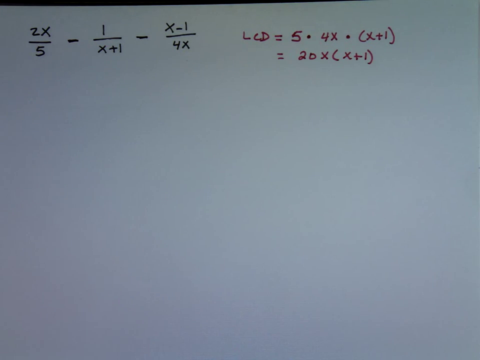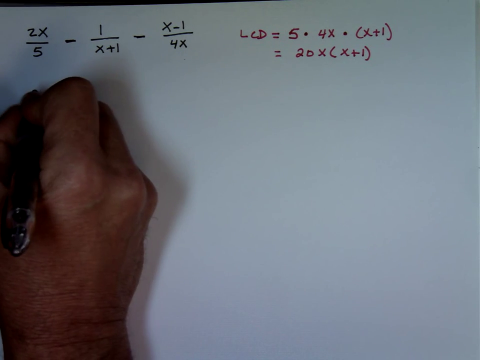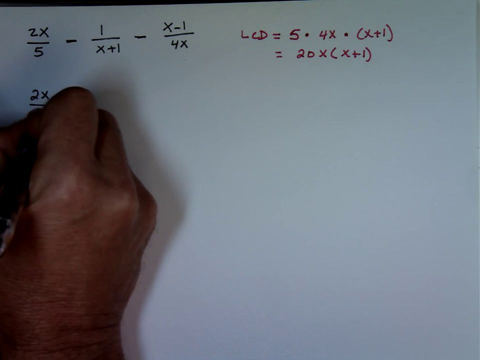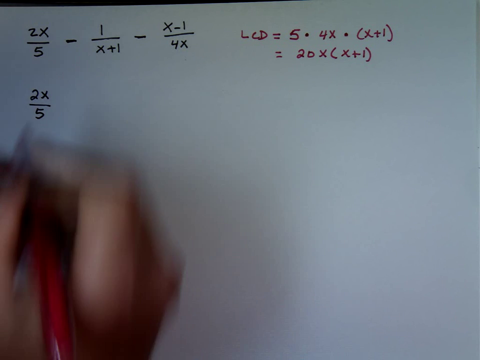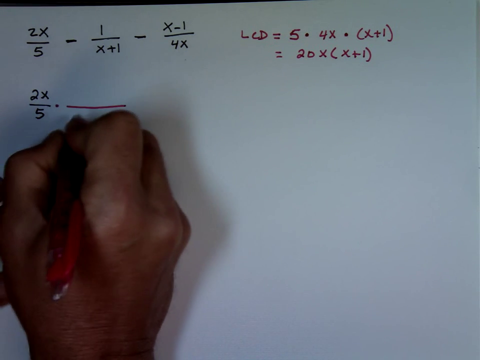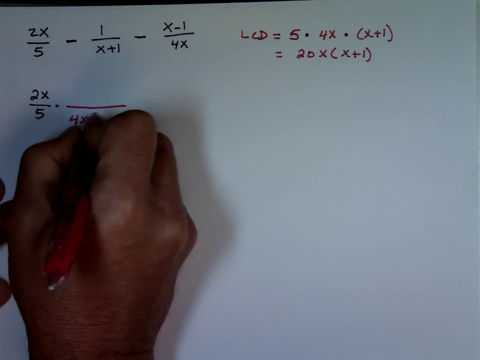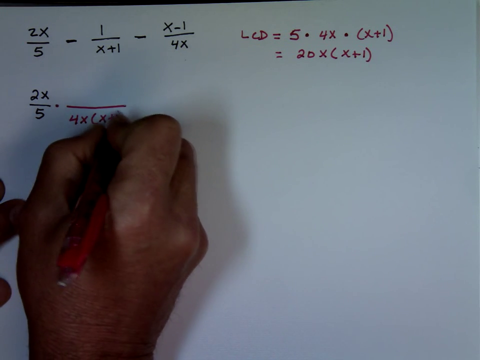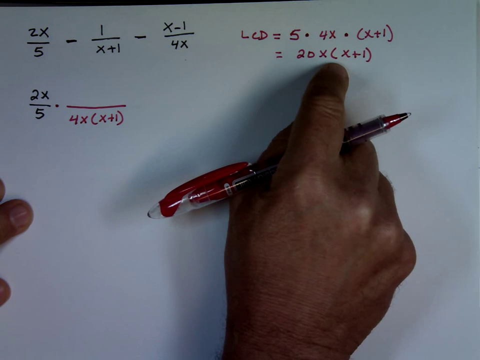Here's the 2x over 5. Somehow I need to make that 20x. So I need to multiply it by 4x times x plus 1. Because I got to make it look like this, the 5 times 4x times x plus 1. You're missing this and that.